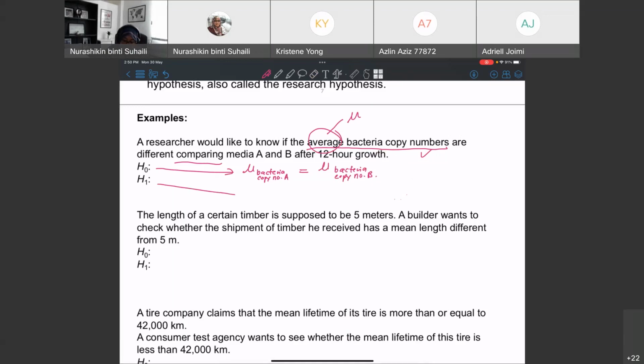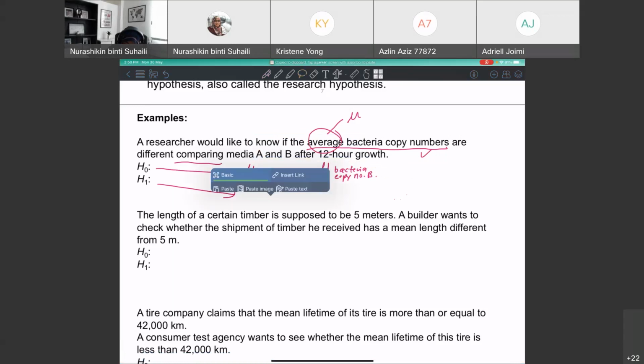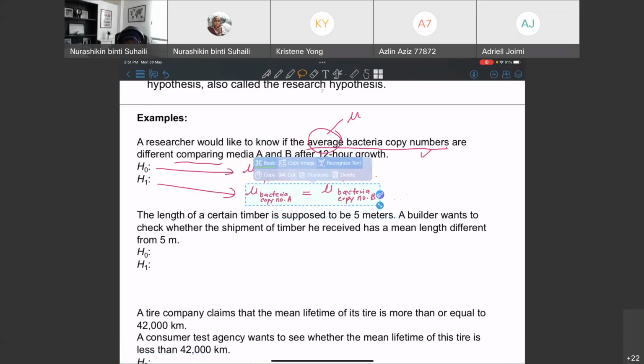So the alternative hypothesis. You just copy the bottom here. In this case, it's not equal, isn't it? So it's opposite. There is a difference. There is a variation. There is a difference between the two average values. Or in other words, you can express in words: the average bacterial copy number for media A is not equal to media B. In a case where you have no further extra information, you just say not equal.